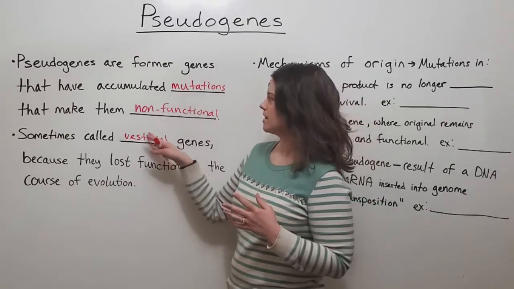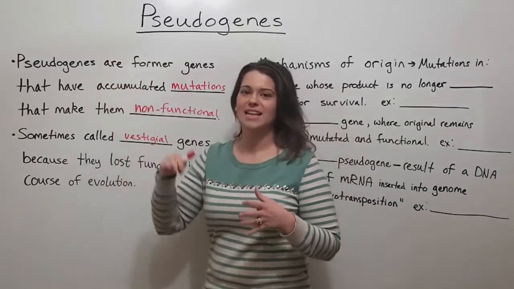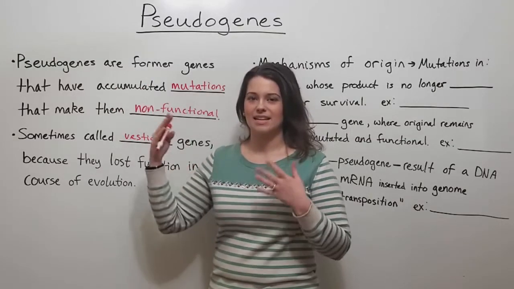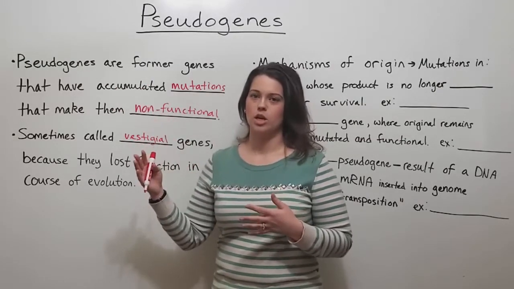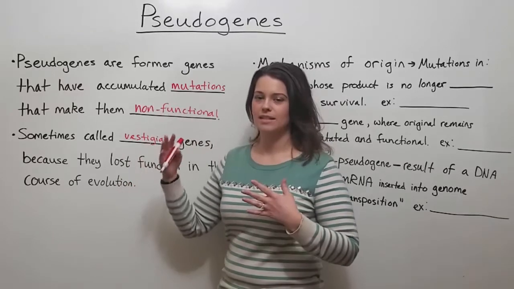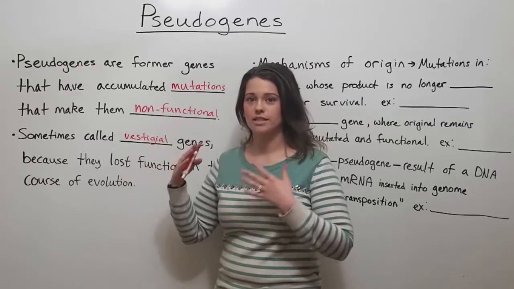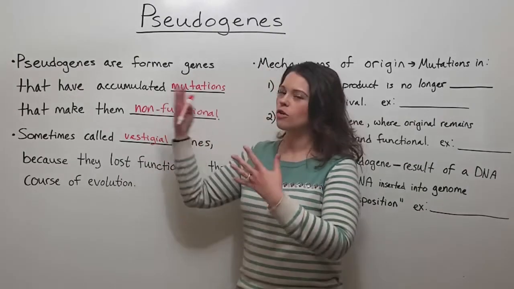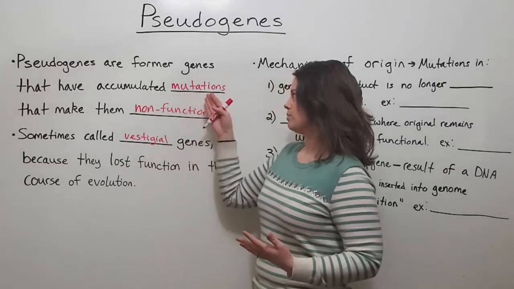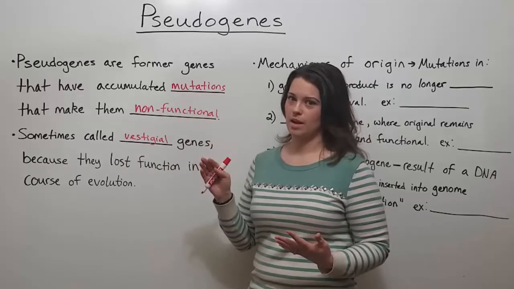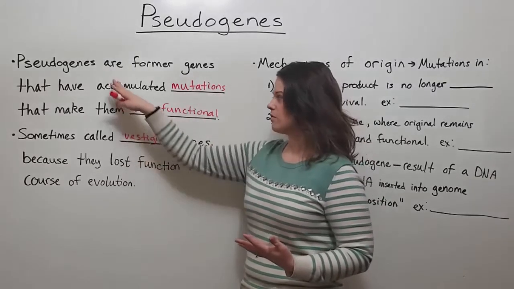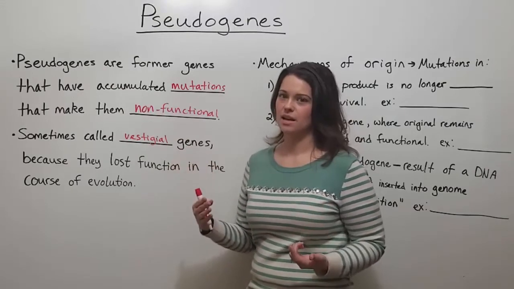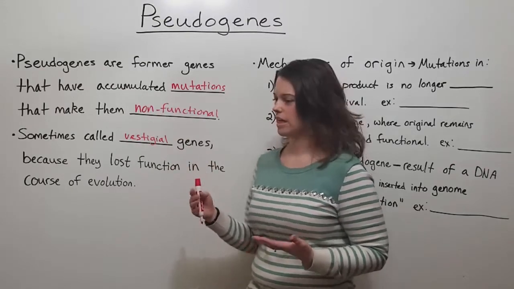The idea here is that these pseudogenes are descendants of genes that were functional in ancestral organisms. So long ago in the distant past, these were functional genes that carried out important functions for the organism. But over many, many generations, they picked up mutations and eventually became non-functional. And so you can think of these pseudogenes or vestigial genes as being remnants of once functional genes.